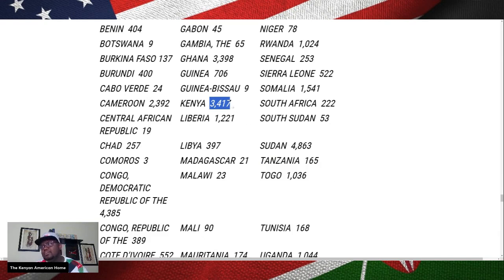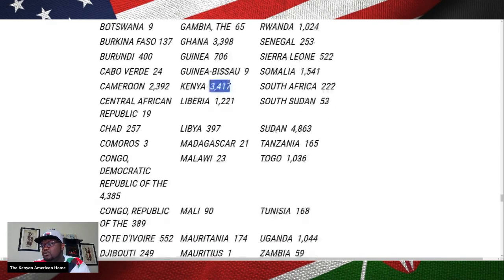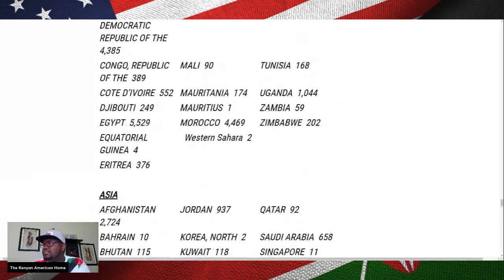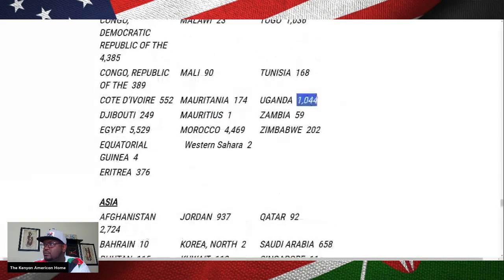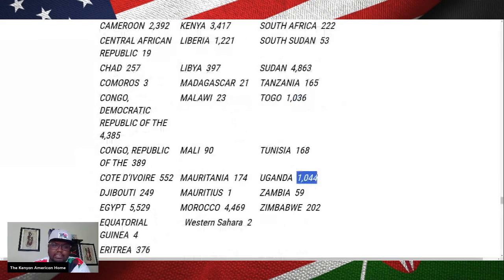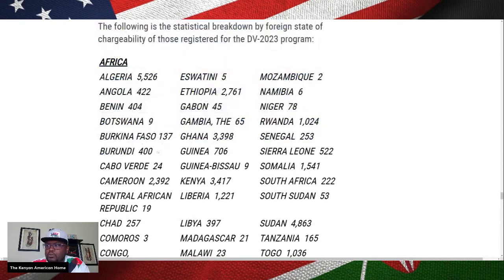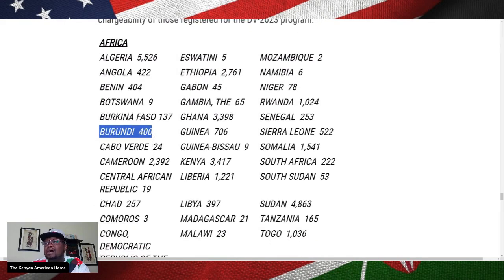So you see, there's 3,200 more people winning in Kenya than in Tanzania. You go to Uganda. Where is Uganda? Uganda, there's 1,044. So it's more than Tanzania, but still way less than Kenya. Burundi is there, 400 people. Not so many people, but it's also a smaller country, and not so many people play the DV lottery. So yeah, you can see this.